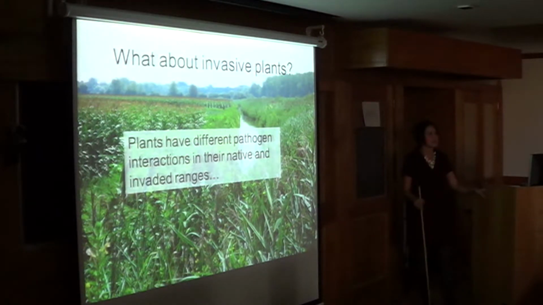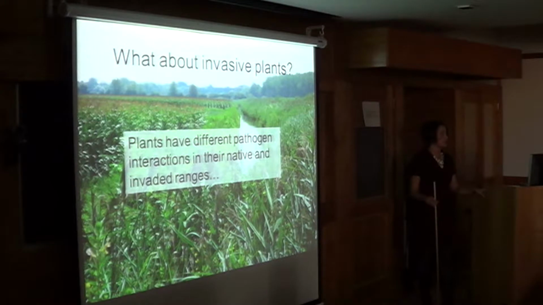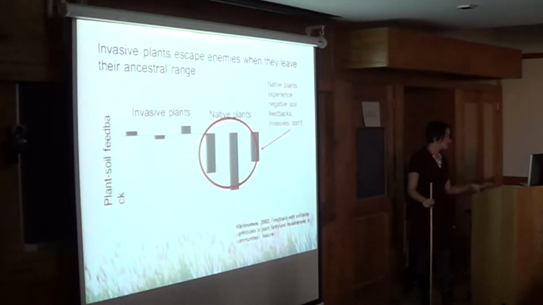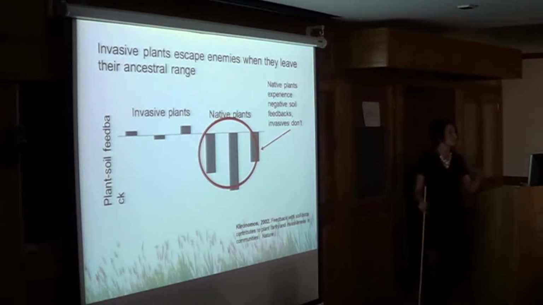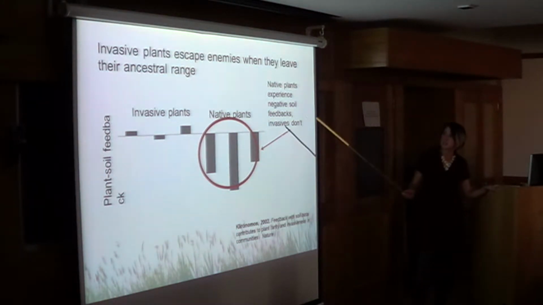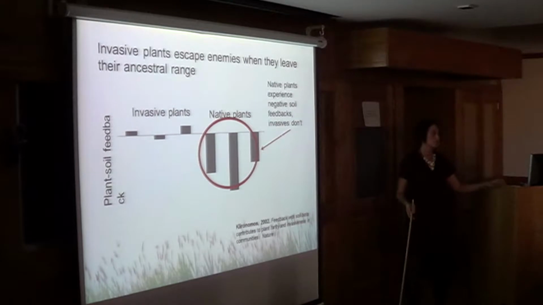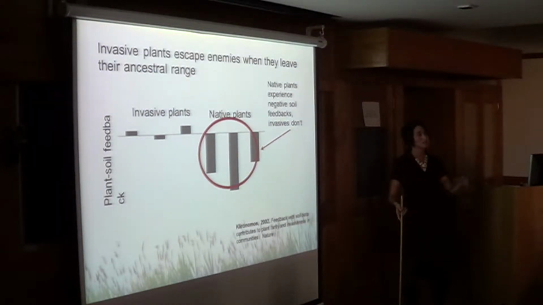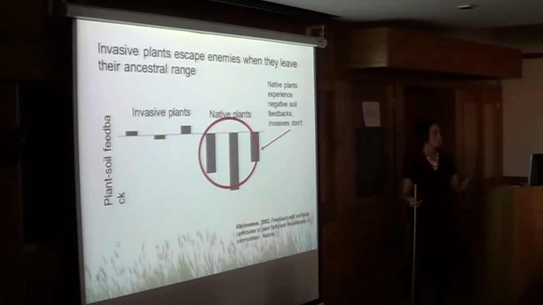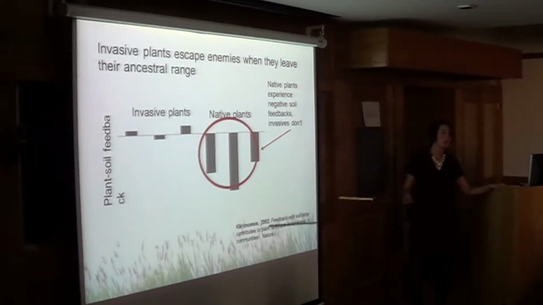And what people are finding is plants have different pathogen interactions in their native and invaded ranges. So if you think back to those density-dependent soil effects and the role of soil pathogens, they are playing a role in the success of many invasive plant species. So one example of this, and why we think this is happening, is that if you grow the same plant species, for the most part, in the same soil year after year, it's going to do more poorly each time. Those of you in agriculture know that this is the case. You have to rotate your crops. The same happens with native plants.